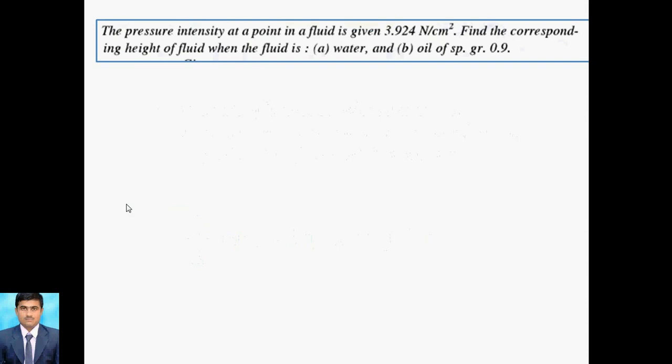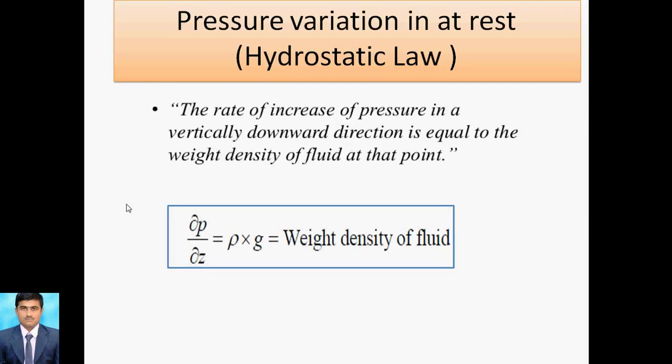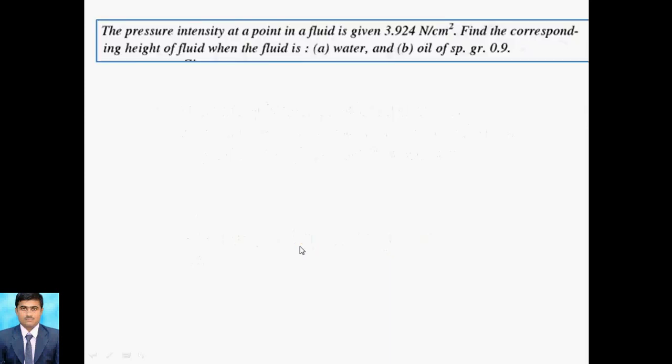Now, as we know, the equation becomes P is equal to rho gh, or we can say P is equal to rho gz, because if you integrate this equation, dP becomes P and dz becomes z. So P is equal to rho gz, or you can say rho gh. So only the notation differs for the hydrostatic law.